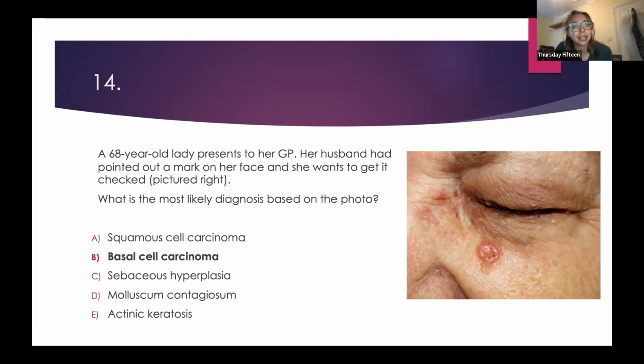Molluscum, they're like pearly small lumps with a central umbilication. They're clustered, and they're normally an infection seen in children. And then actinic keratosis is a flat, thickened papule, can be white, yellow, scaly, warty.